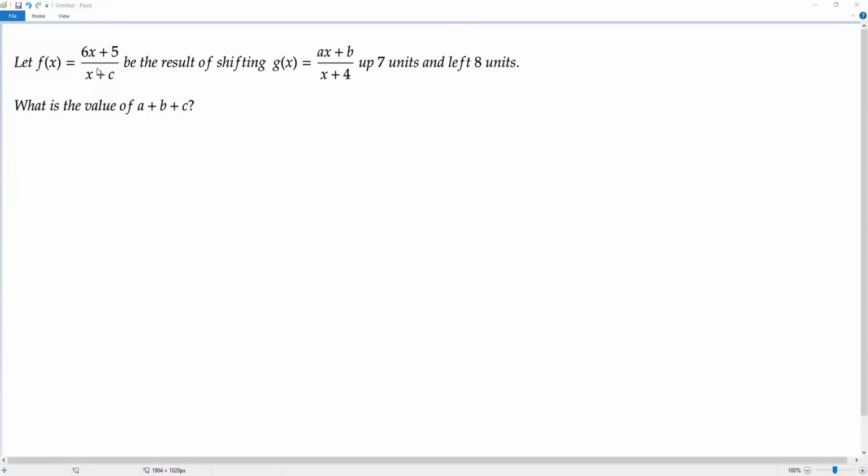Let f(x) = (6x + 5)/(x + c) be the result of shifting g(x) = (ax + b)/(x + 4) up 7 units and left 8 units. What is the value of a + b + c?